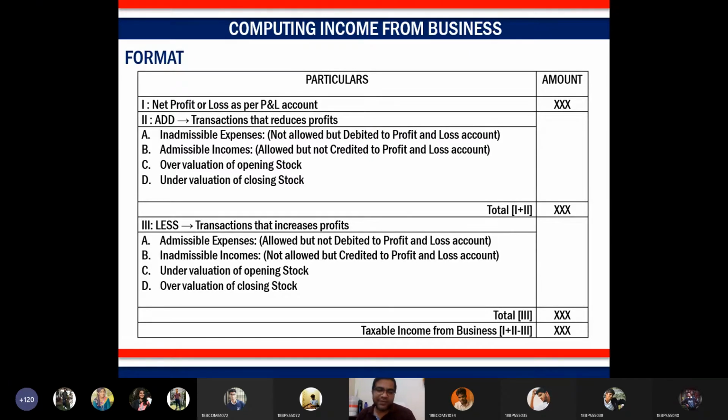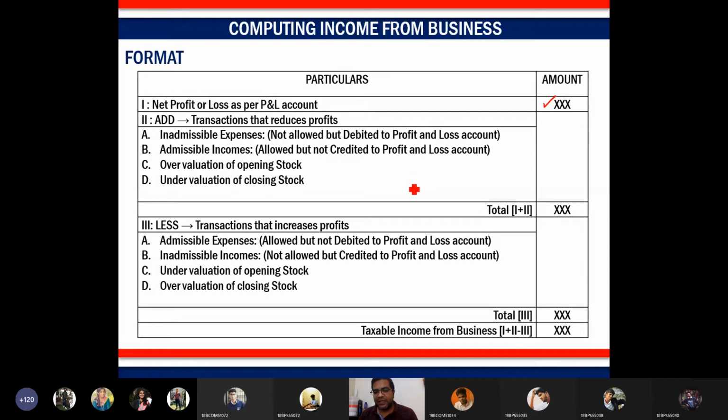So the first step is to look at the profit and loss account and figure out what the net profit or loss is. Don't get confused, because I see at times there is a net loss. Should you take net loss here or only net profit? The answer is anything. Whether it is net profit or net loss, identify it from the profit and loss account and record it here. So the first step is to record the net profit or loss given in the P&L account.